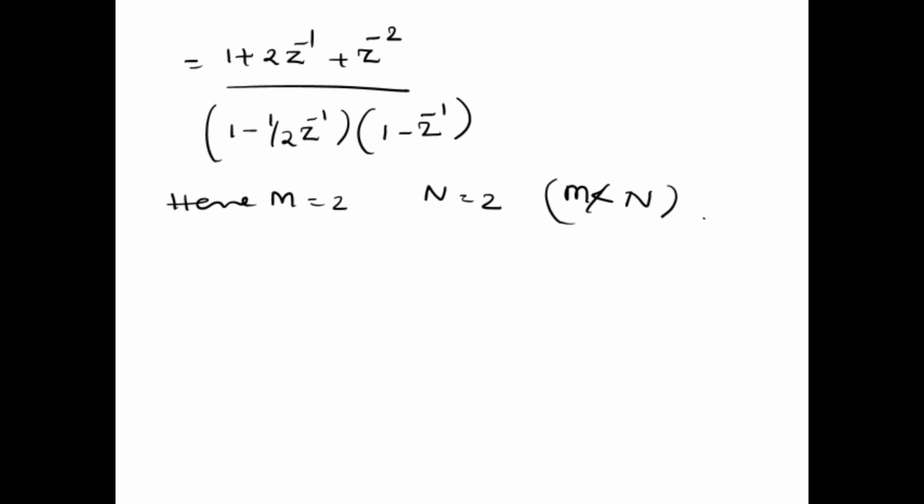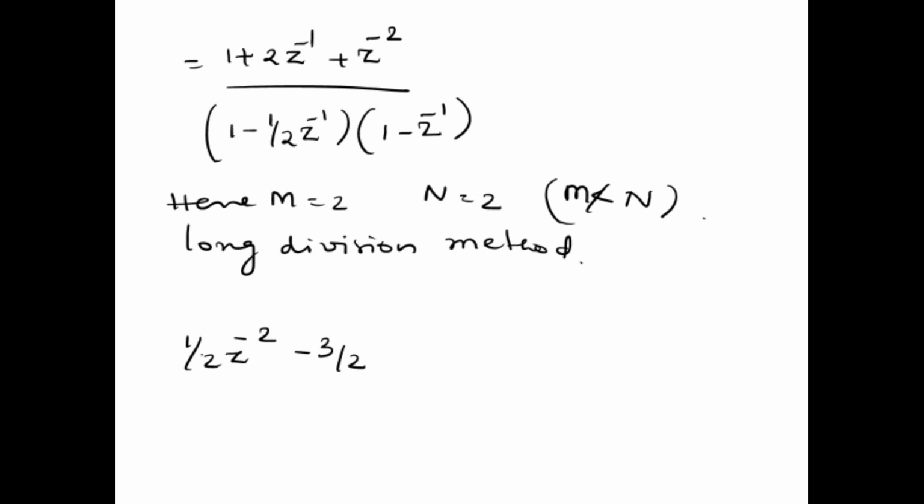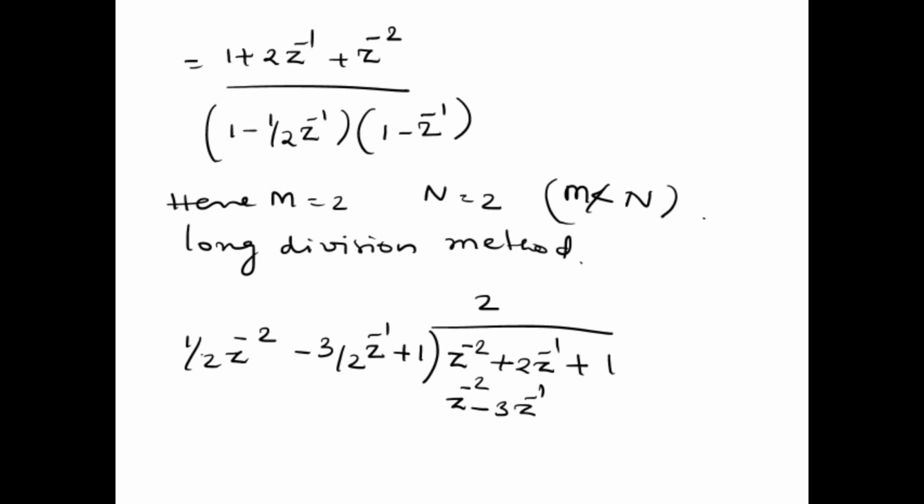So we have to use long division method, that is half z to the power minus 2 minus 3 by 2 z inverse plus 1 divided into z to the power minus 2 plus 2 z inverse plus 1. So if I multiply by 2 times, I will get z to the power minus 2 minus 3 z inverse plus 2.